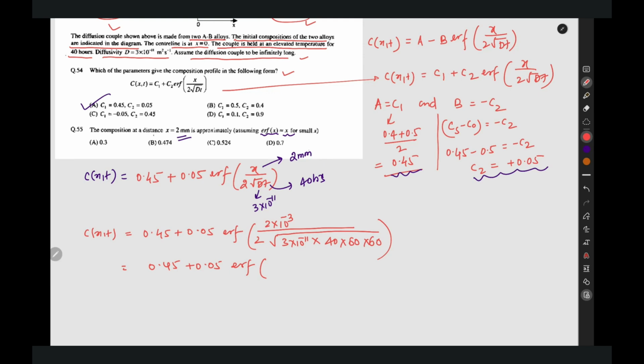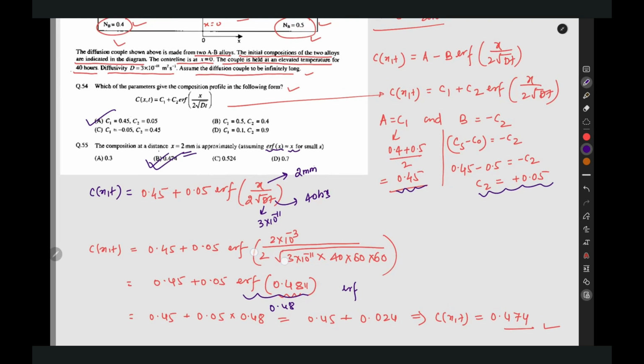After calculating, we will get a very small value, so we can write this as 0.48 directly. So after calculating we will get 0.45 plus 0.05 into 0.48. It will be 0.45 plus 0.024. So finally C(x,t) is 0.474. So option B is correct in this case.